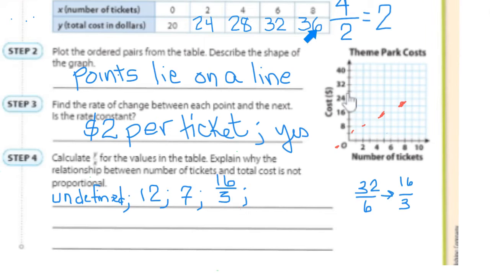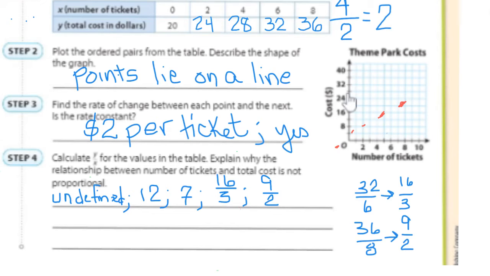So I'm just going to leave it as the improper fraction. And then we have 36 divided by 8. And again, if I take 36 and divide that by 8, what can I divide these both by? I can divide them both by 4. So 36 divided by 4 is 9. 8 divided by 4 is 2. So I'll leave this one as 9/2. So I calculated y divided by x for each of them.